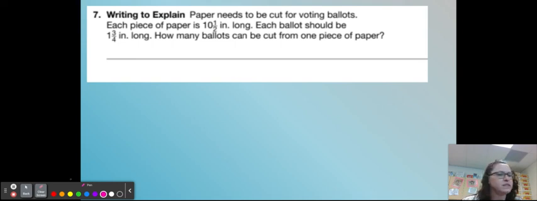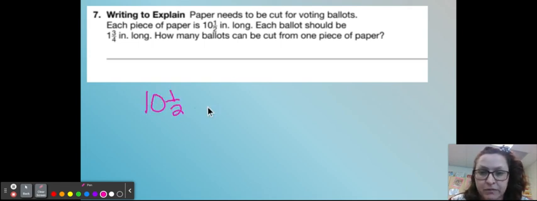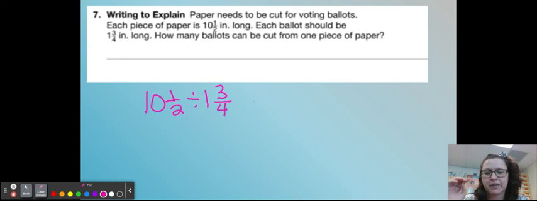When you're solving any division problem, you first begin with what you begin with. What do I start with? I start with 10.5 inches of paper. How big do I make my pieces? I make my pieces 1 3/4 inches long. This is how I set up my problem.